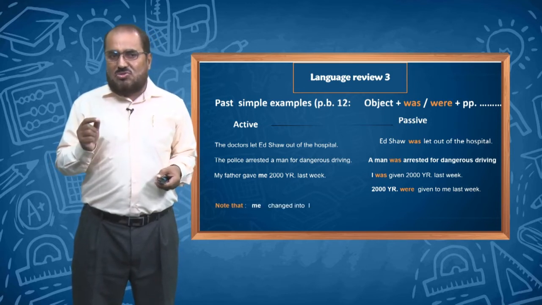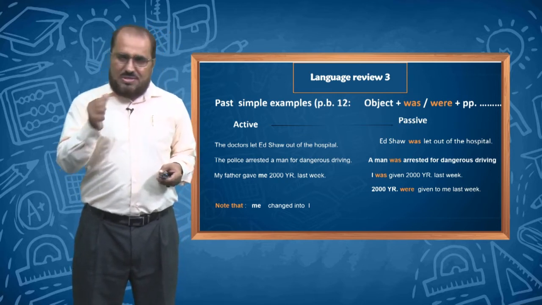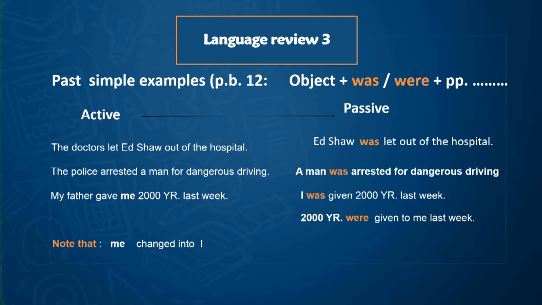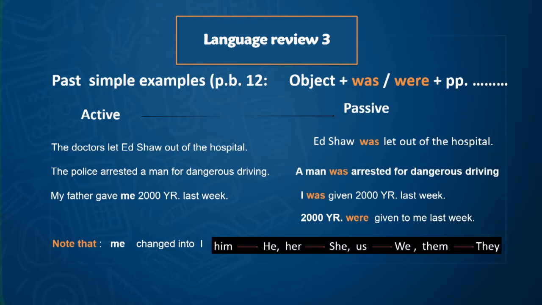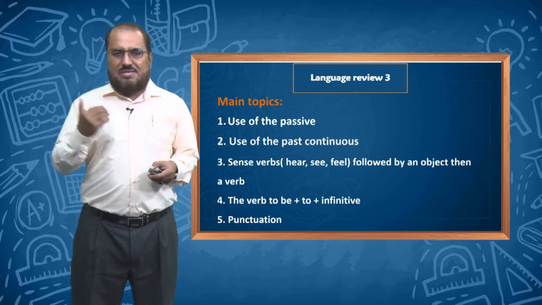But by the way, don't forget to change the pronoun me here into a subject pronoun, I. And what about the other pronouns? All object pronouns must be changed in passive sentences into subject pronouns, like this. Him, it will be he. Her, it will be she. Us, we. Them, they. That is it. That's a quick revision about what we have studied before, the passive.